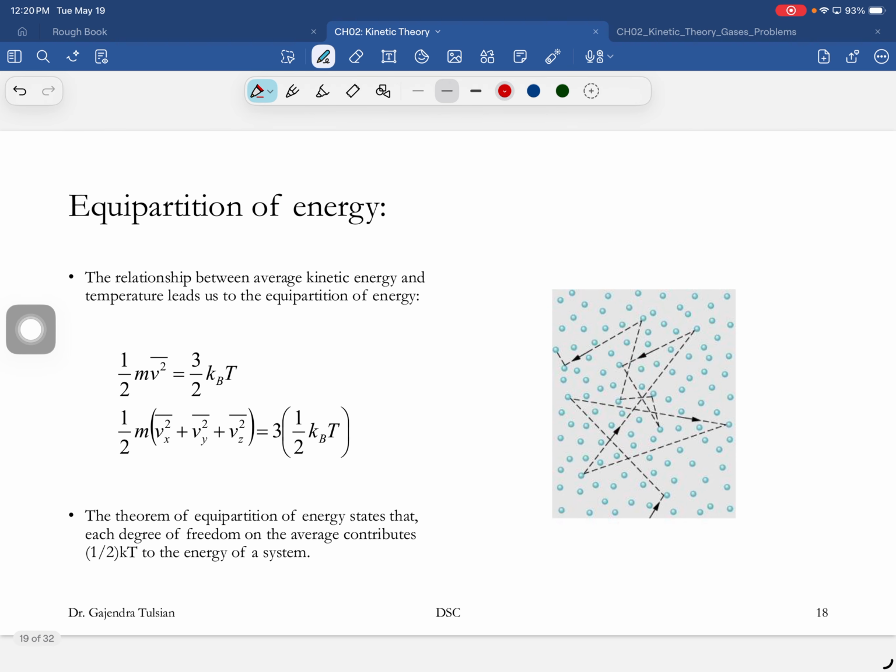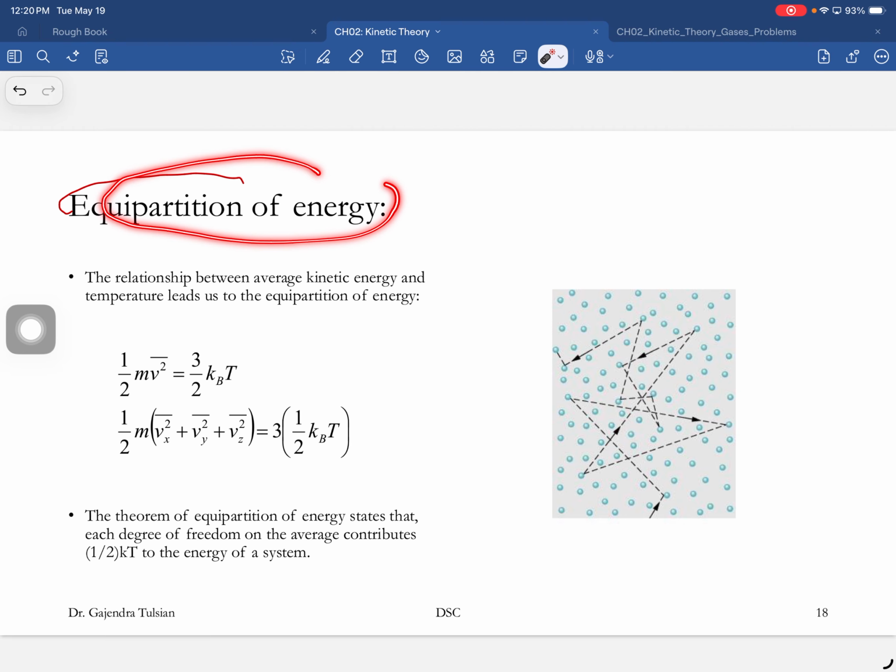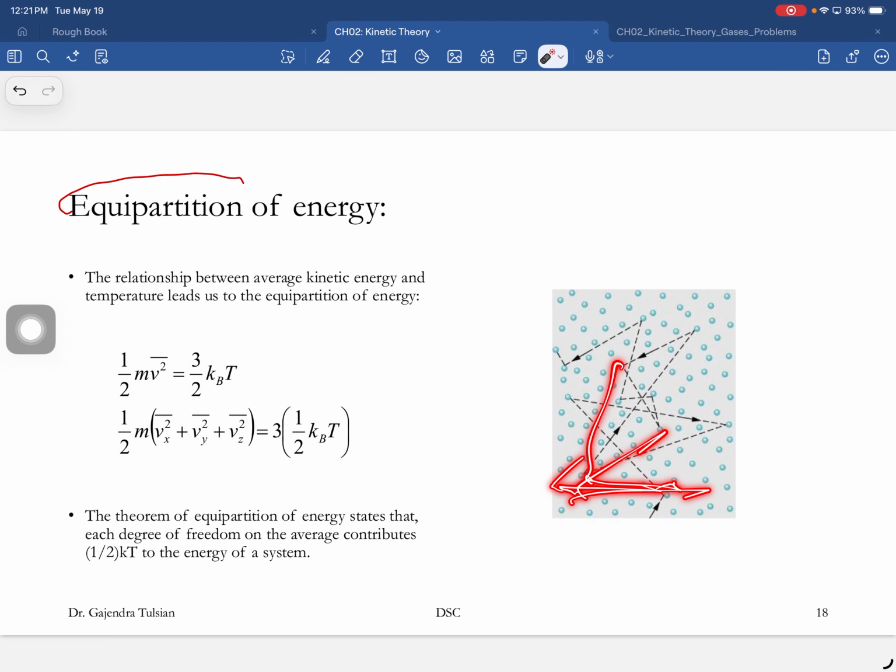All right, extremely important: equipartition of energy. When the gas molecule is traveling, is there any preferred direction? No. So the speed on the average should be equal in all directions. Here's the average kinetic energy, which is 1/2 m times vx squared, vy squared, vz squared. That's equal to 3/2 kT. We'll write 3 times 1/2 kT. So the kinetic energy in the x direction must be 1/2 kT.